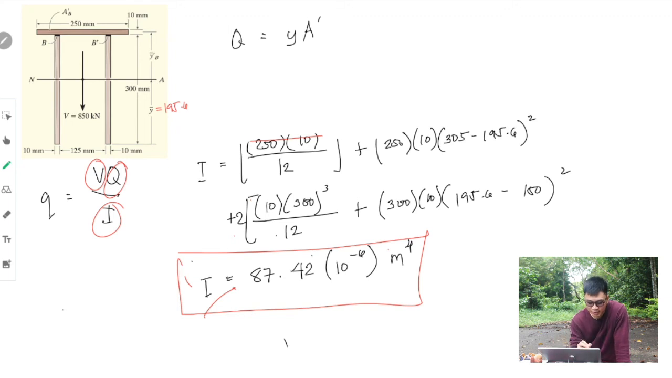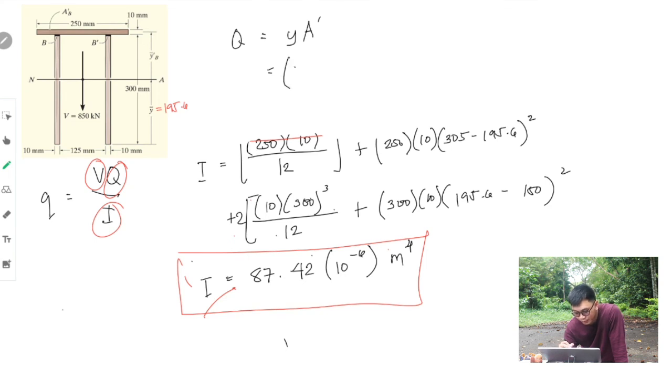So, since we are concerned with a portion, this is the area we will take, which is our A prime B. Okay? So, therefore, that is equal to, what is your Y? The distance from your neutral axis to this point right here. Right? To the centroid of this AB, which is 5 millimeters.